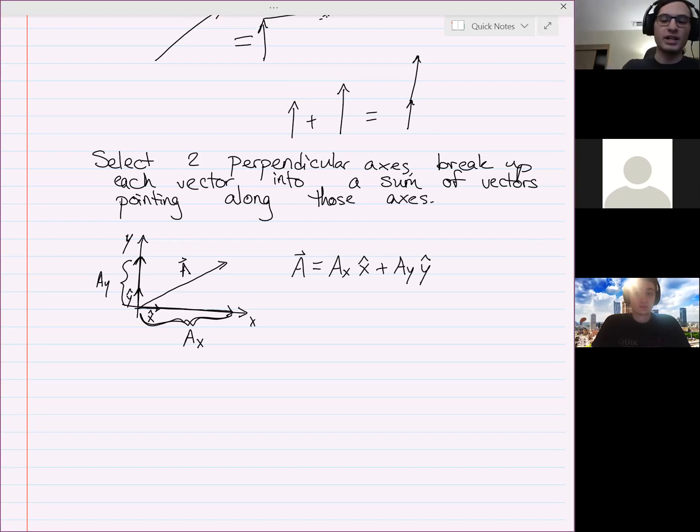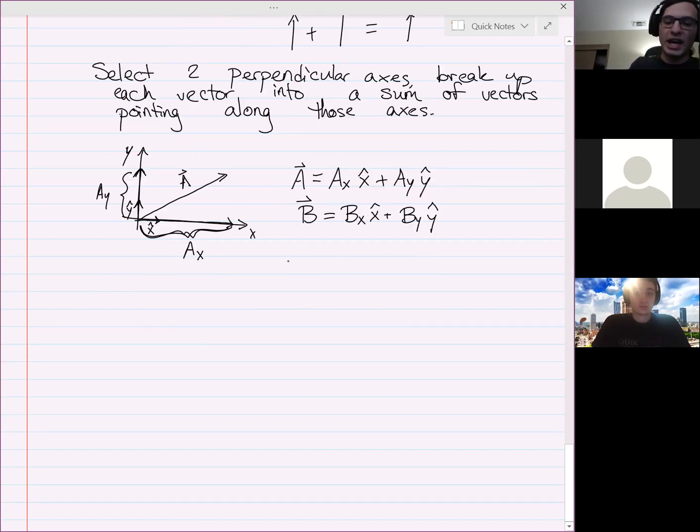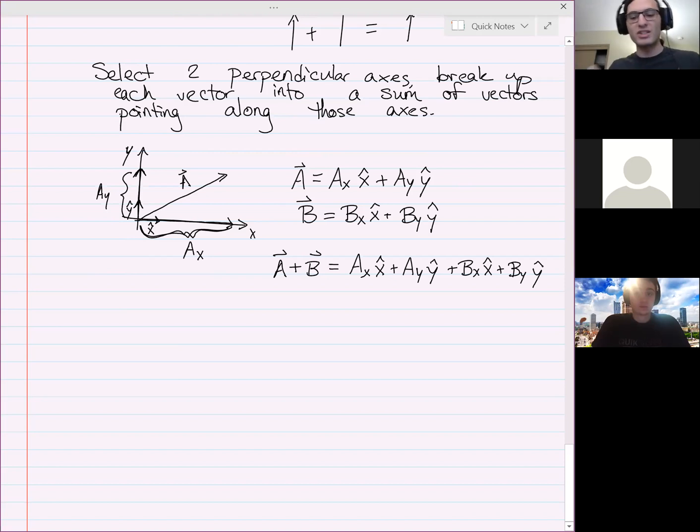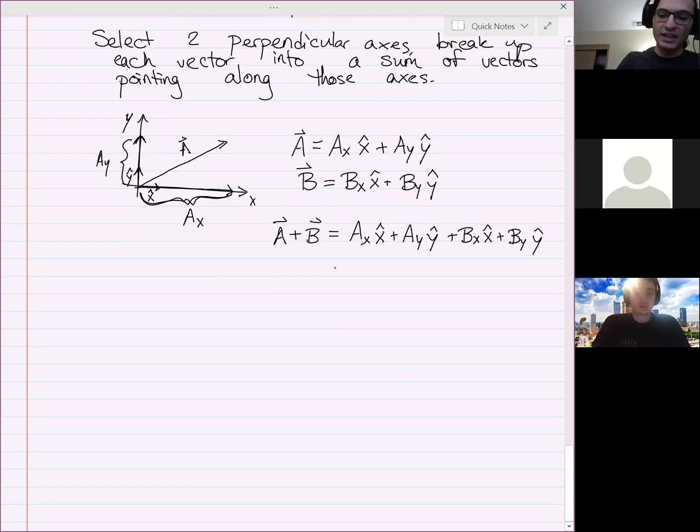And if you have another vector, say, maybe it's bx in the x hat direction and by in the y hat direction, now adding these two things together is much easier, right? Then a plus b vectors is just ax in the x hat direction plus ay in the y hat direction plus bx in the x hat direction plus by in the y hat direction. But we're cleverer than this. We can do some algebra and we can group. This is ax plus bx in the x hat direction plus ay plus by in the y hat direction.